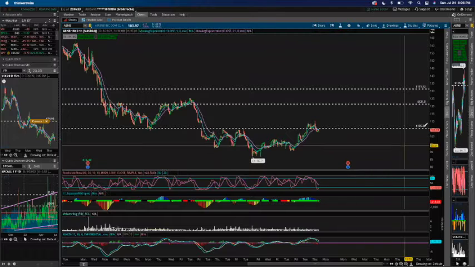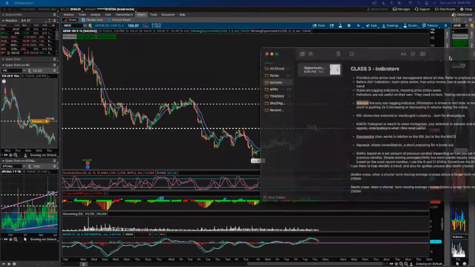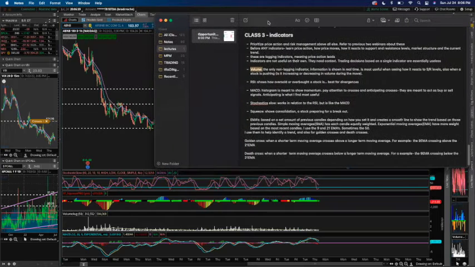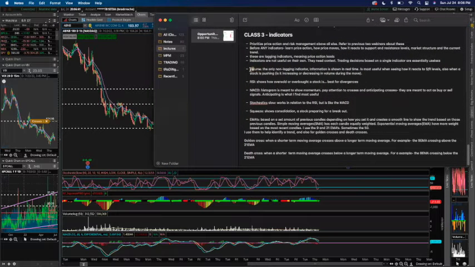Next thing I want to share with you, so now we're going to go over some indicators. We're actually going to get into it and talk about the indicators that I like. So the first one being volume. The reason why I like volume is that it's the only non-lagging indicator.